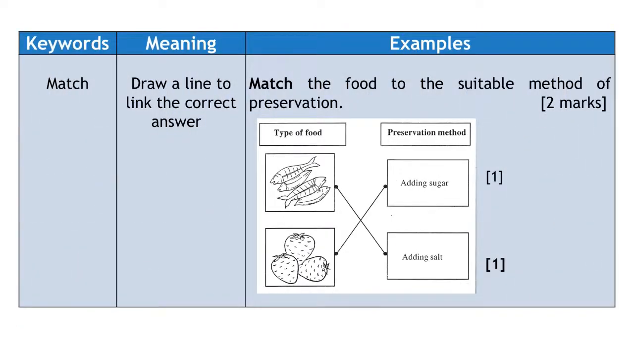The next example is a question with the keyword match. Match the food to the suitable method of preservation. 2 marks. The word match in this question means draw a line or draw an arrow to link the correct answer. As long as you are able to match the type of food to the correct preserving method, you will be given 1 mark for each correct answer.